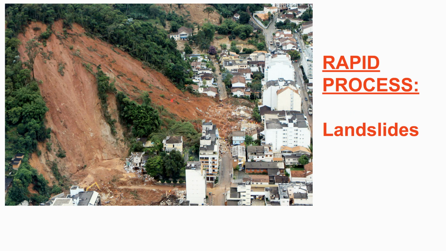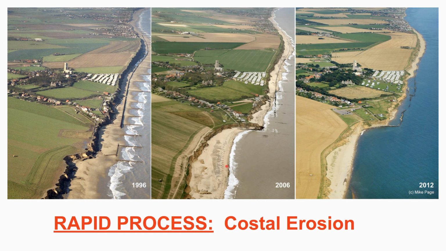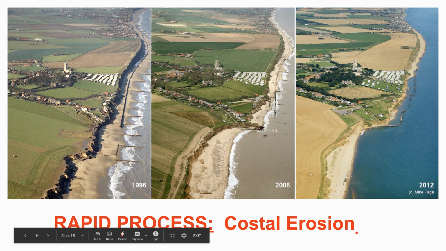You can see how it just came across and destroyed these homes, covered the street, and tons of earth that have to be cleaned up. And now this area is going to be more likely to have more landslides as well. So again, rapid process, quick change. And here's another one, rapid process: coastal erosion.